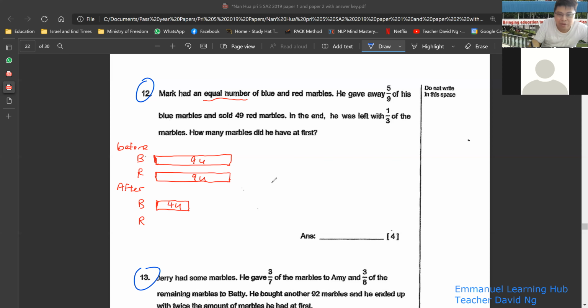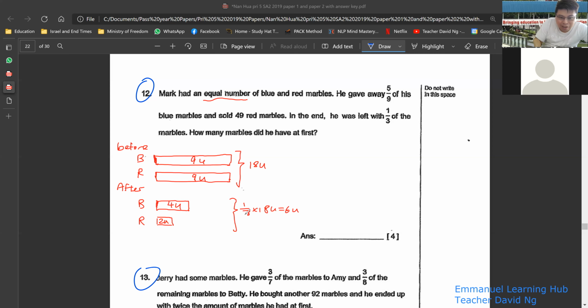Yes. In the end, okay, you think about it. At the end of the day, right? Left with 1/3 of the marbles. Okay, 1/3 of the marbles means 1/3 of 18U, right? Yes. So he must have 6U. If it's 4U here, that means there's 2U here. Make sense?